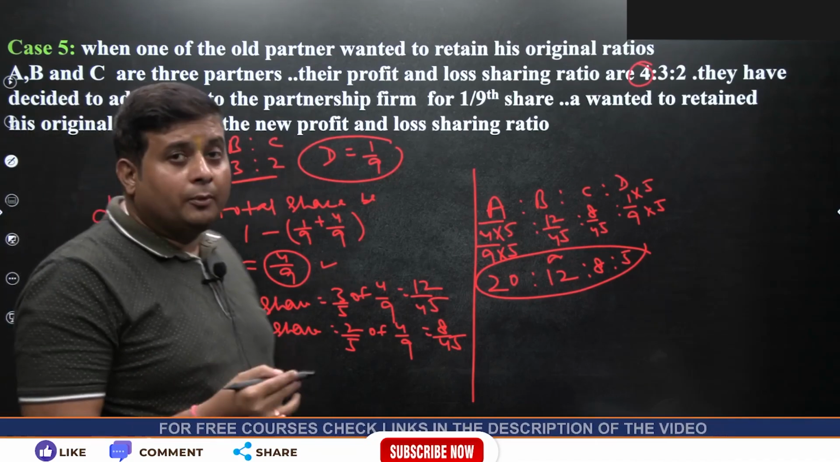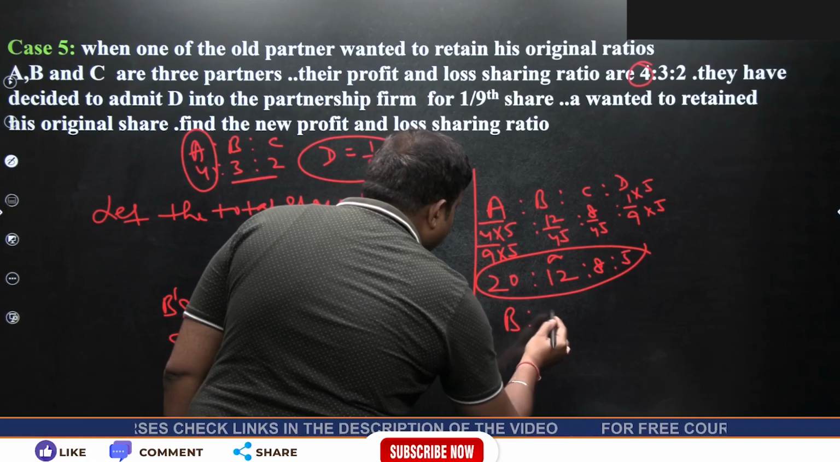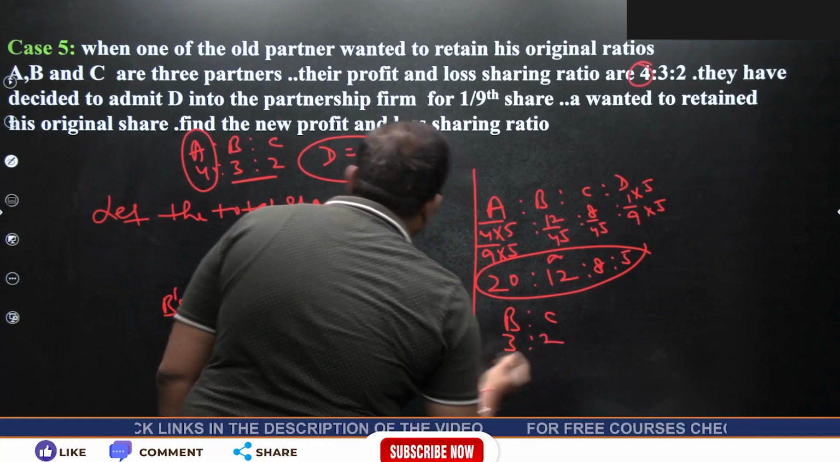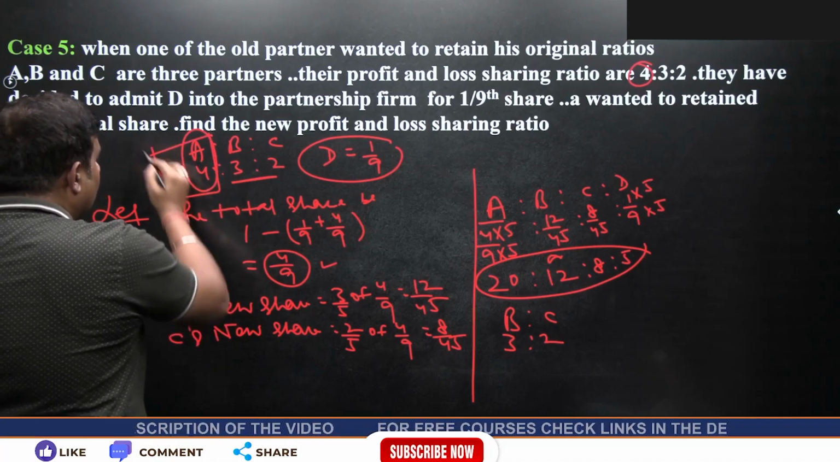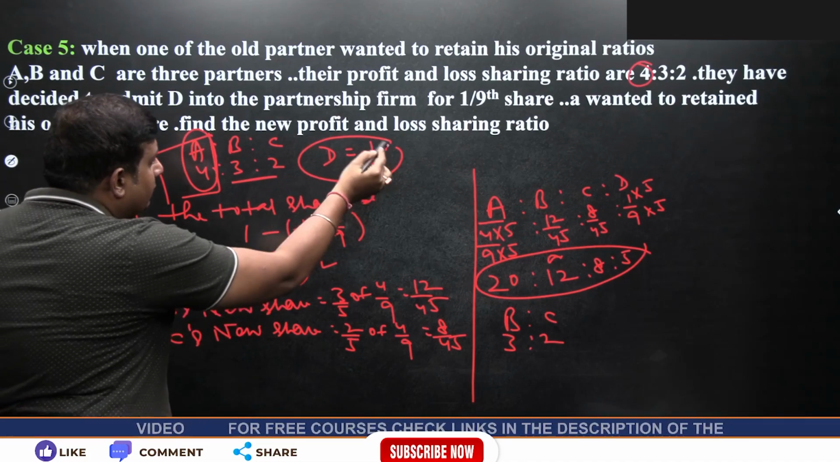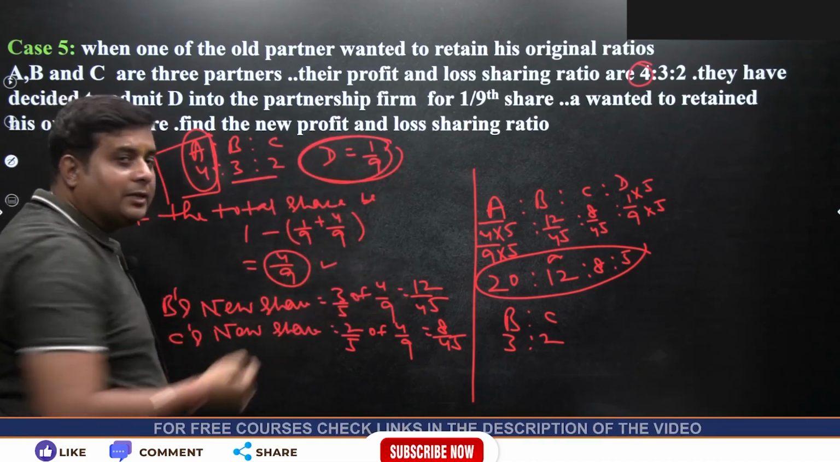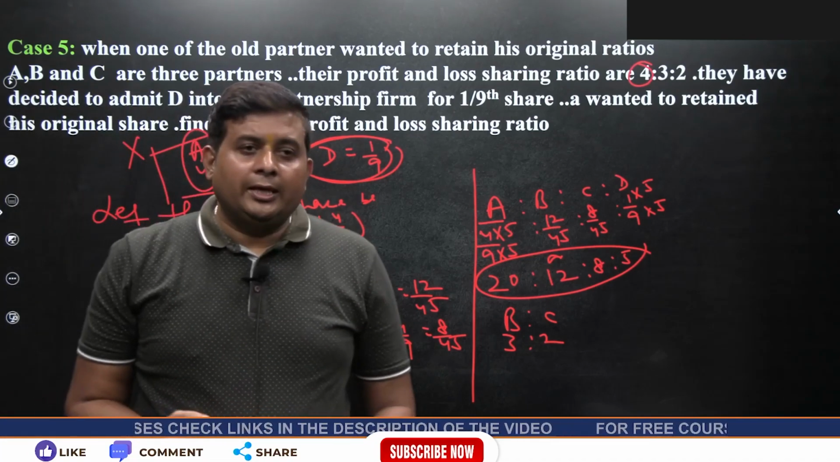And if you'd like to talk about the sacrificing ratio, sacrificing would be B and C in the ratio of 3:2. Why? Because A would like to retain his original share, so he is not a sacrificing partner. So only B and C have sacrificed for D's share. So the sacrificing ratio must be 3:2. I hope you understand. Now moving to the next question.